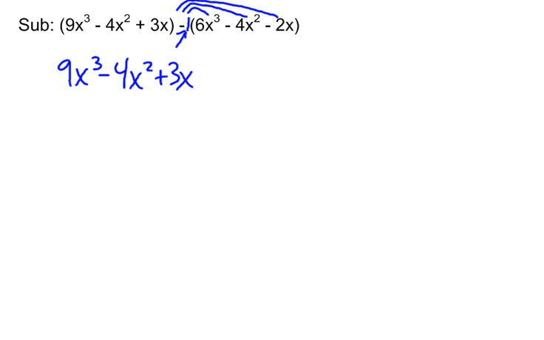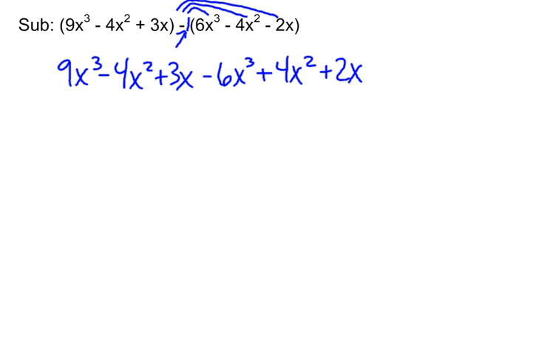And then when we do our mountaintops right here, we're going to get negative 6x to the third, and then plus, and the reason why it's plus is because we have a negative 1 times a negative 4x squared. So that would give me plus 4x squared. And then negative 1 times 2x would give me plus 2x.